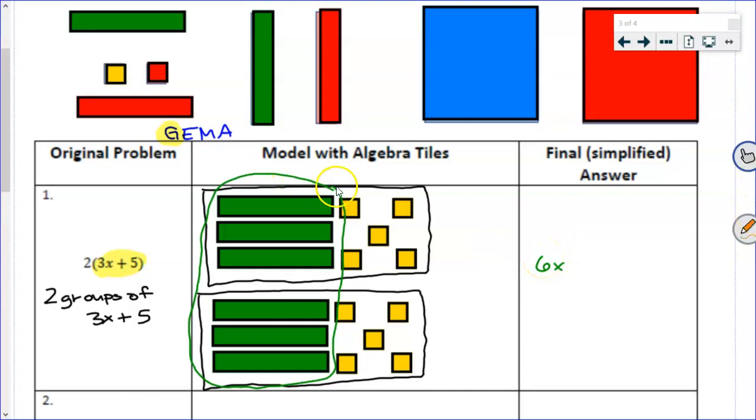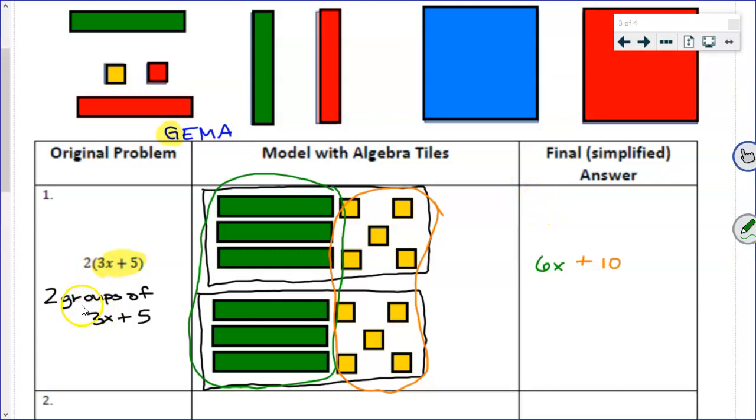And altogether across those groups, I have not just 5, that's 5 in one group, but I have 2 of those groups. I have 10 of those unit tiles, so 6x plus 10. Is this ringing a bell now? Okay, hopefully when I ask you that same pre-assessment question at the end of class, hopefully we can do better. But because we struggled, we're going to take another baby step on this.